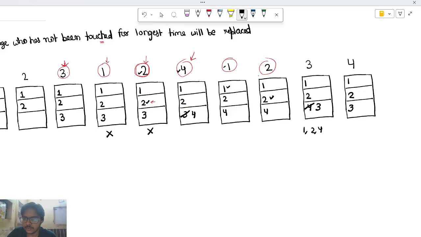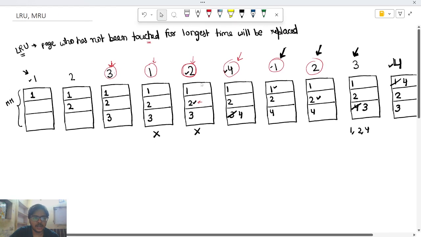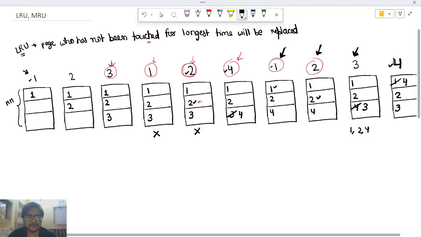Now 4 is requested, the CPU requested page number 4, but 4 is not present, so this is a page fault. Which page will be replaced out of 1 2 3? 3 was used here, 2 was used here, and 1 was used here. So 3 was just recently used, 2 was used before that, and 1 was used even before that. So 1 will be replaced by 4. So this is how the LRU page replacement policy works.